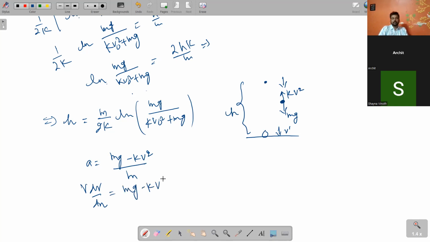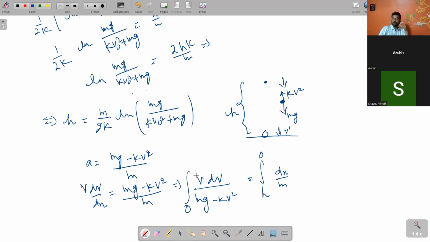Mg minus kv square upon... Now you can see that v dv upon mg minus kv square equals dx upon m. Initially, x, the height, was h at the top. Finally, it will become 0 on the ground. And when it was at the top, velocity was 0. And when it strikes the ground, velocity will be v dash. That's what you have to find.